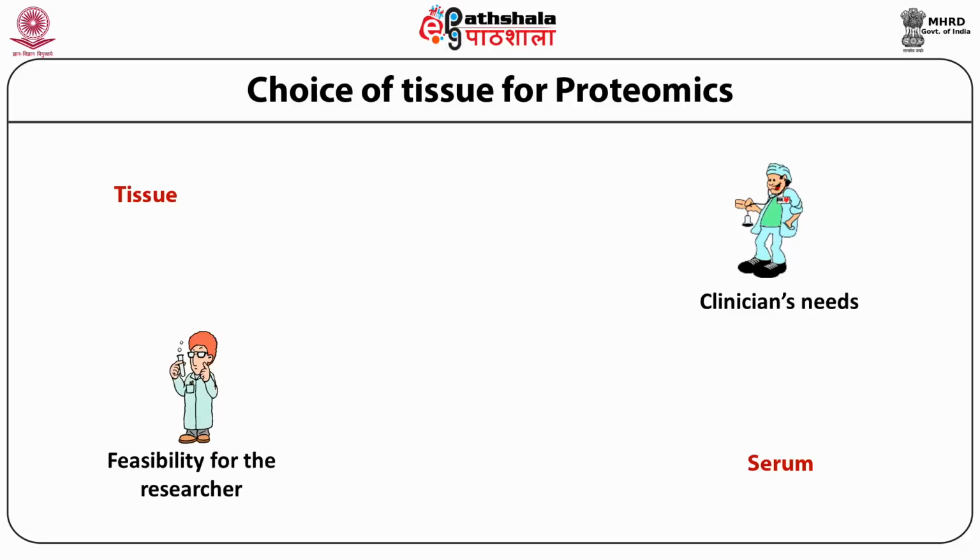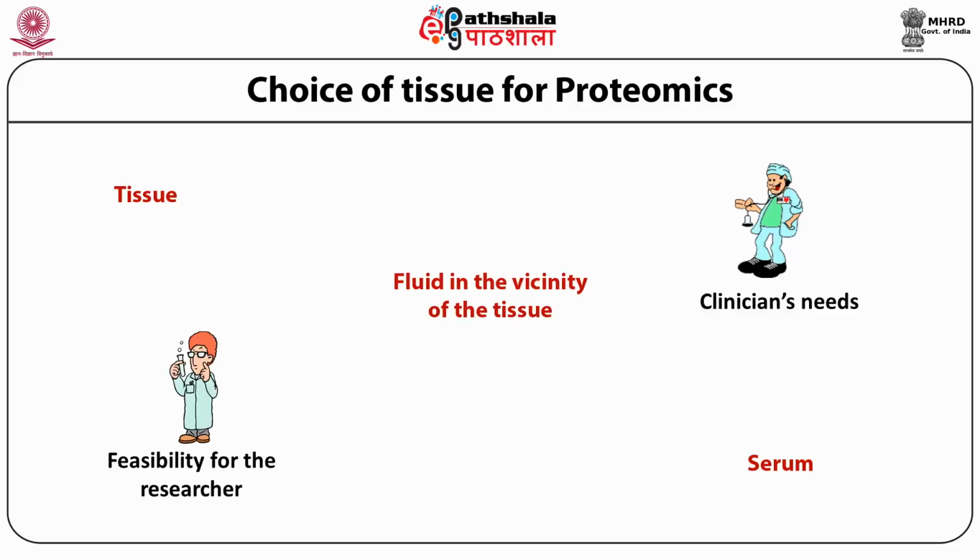So while the clinician wants it in the serum, it is feasible for the researcher to use tissue to start with biomarker discovery. Therefore, in the bargain between the two, the ideal sample sometimes happens to be the fluid in the vicinity of that particular tissue.